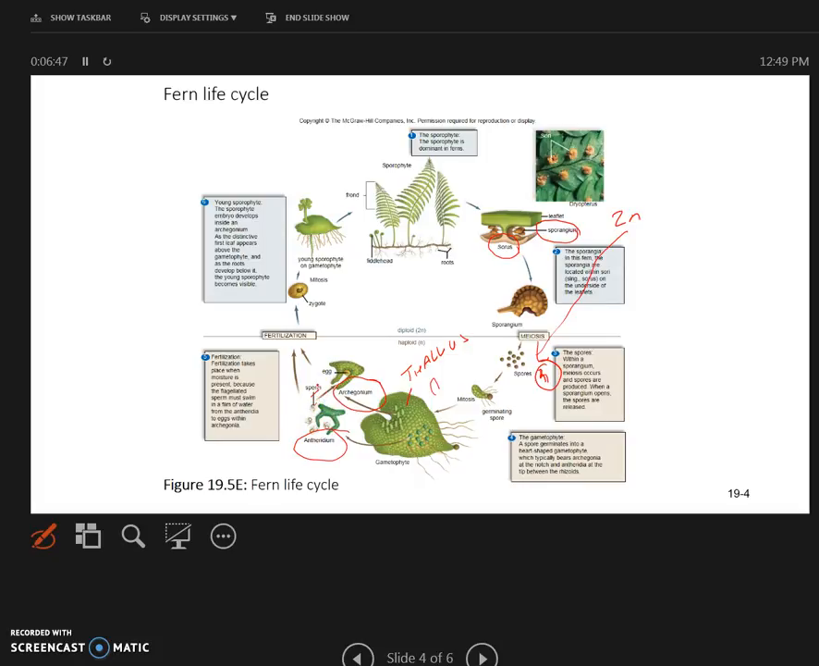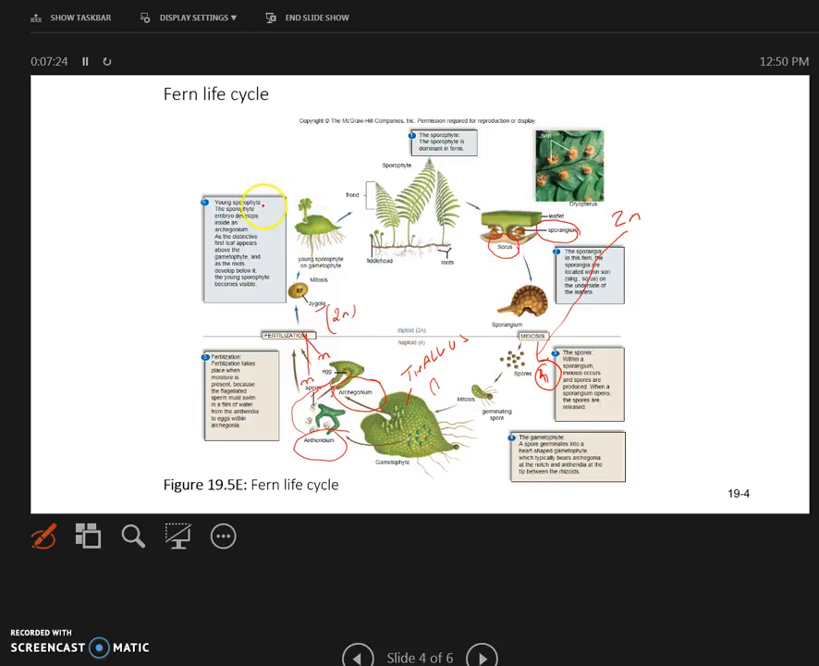These flagellated sperms need external water. Now you understand why ferns, which are amphibians, need water for fertilization, for the sexual reproduction. The sperms are going to swim to the egg and fertilize the egg. Remember, sperm is N, egg is N, N and N. When they fertilize, you're going to get a zygote, which is going to be 2N. Haploid, haploid, diploid.